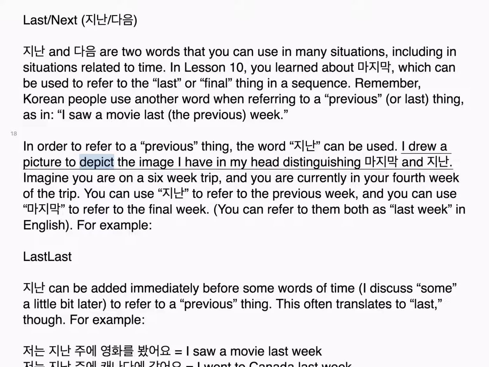I drew a picture to depict the image I have in my head distinguishing 마지막 and 지난. Imagine you are on a 6-week trip, and you are currently in your 4th week of the trip. You can use 지난 to refer to the previous week, and you can use 마지막 to refer to the final week. You can refer to them both as last week in English. For example, 지난 can be added immediately before some words of time. I discuss some a little bit later. To refer to a previous thing, this often translates to last, though.